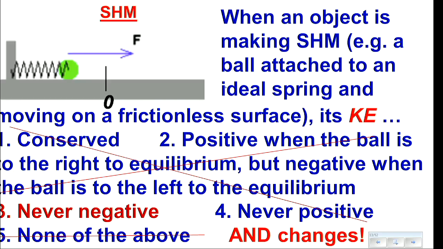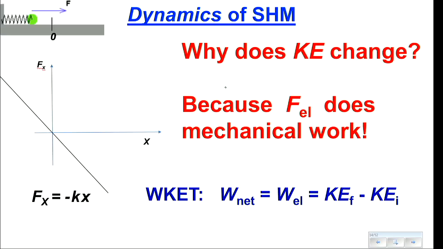But more importantly, it changes. If it changes, that means we can apply the same old-fashioned, well-known work-kinetic energy theorem. The change in the kinetic energy is equal to net work. But if we're looking at the horizontal motion, normal force doesn't do any work. Gravity doesn't do any work. There is no friction, we neglect it. The only force acting on this object is elastic force, so net work is just the work done by that elastic force.